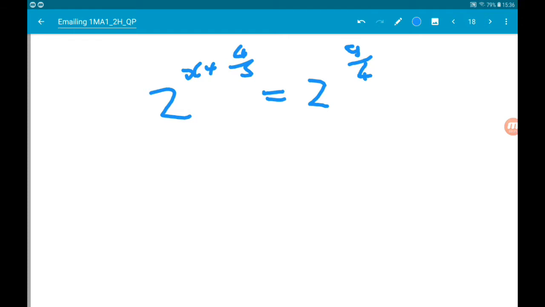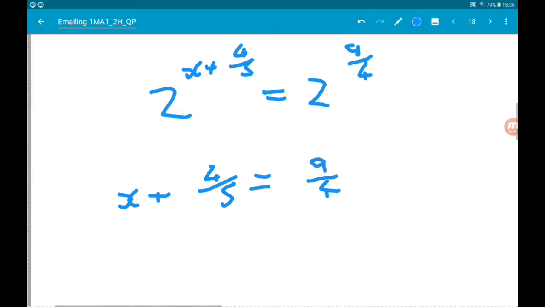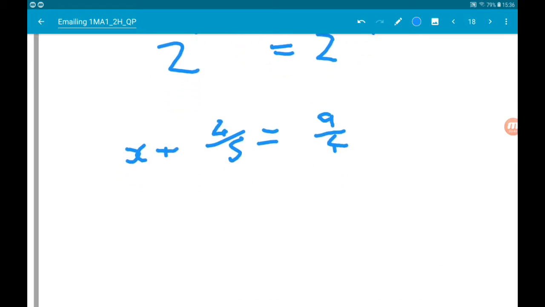So that means then that x add 4/5 is equal to 9/4. Therefore then, x is 9/4 minus 4/5.